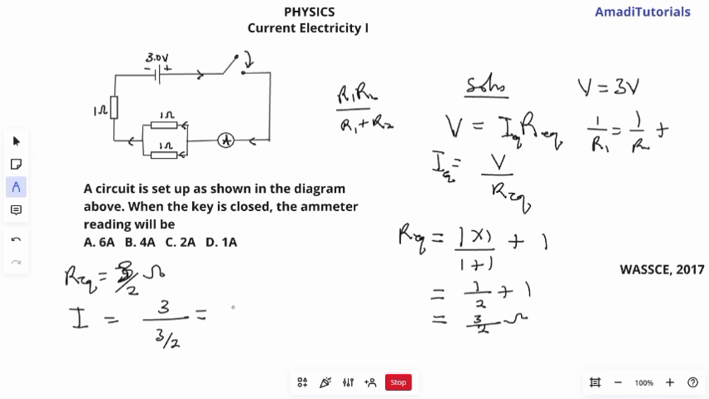If you analyze this well, you end up having 3 times 2 over 3. So that 3 will cancel 3. You are now left with 2 amps. So the ammeter reading, the current the ammeter will read, will be 2 amps.